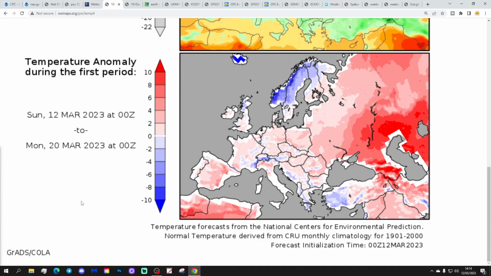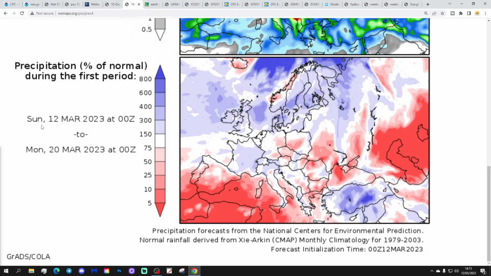Temperature anomalies on the 12th to the 20th of March: a little bit cold of average from the north, ever so slightly above average down in the south and for Ireland. It's a bit of a change from what we're seeing lately. I'd expect these will start to trend a little bit cooler again over the next day or two, but we shall see. Precipitation anomalies on the 12th to 20th of March are coming out above average, especially for the north and for the west.